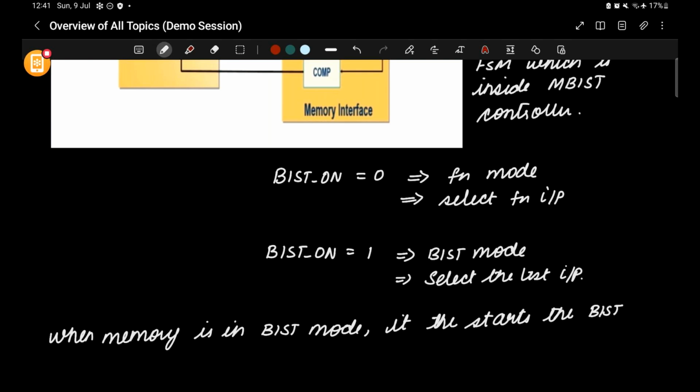But in a Decent memory based implementation, some complex algorithms will be used, like the S-March checkerboard BCD algorithm. Those are big algorithms, where the sequence itself will be 1 or 2 pages. You will be able to get those algorithms from the Decent manual. I'll also tell you where you need to check for those algorithms in the Decent manual. We will discuss those things in this interview preparation course. So basically, when memory is in BIST mode, it starts the BIST algorithm.